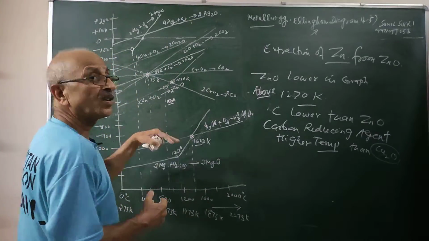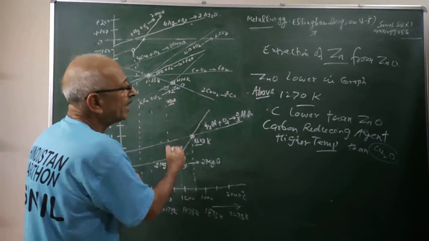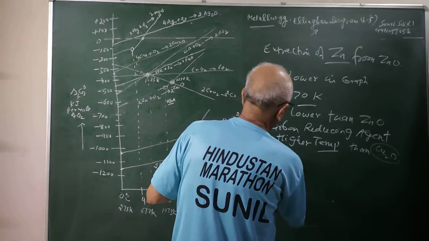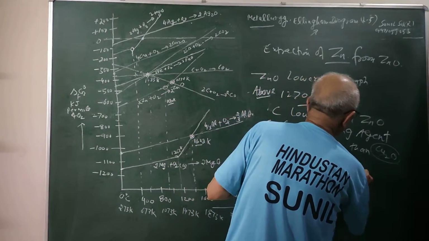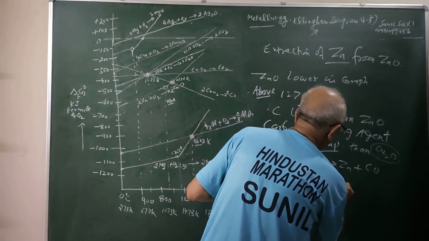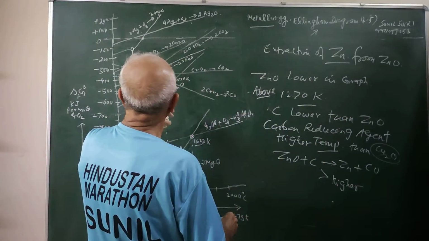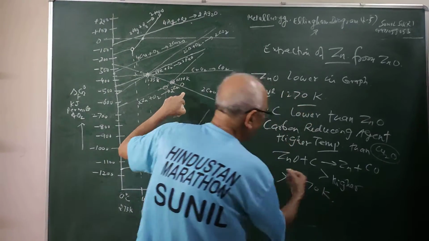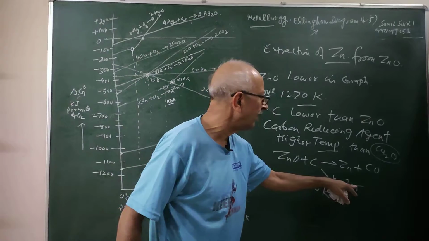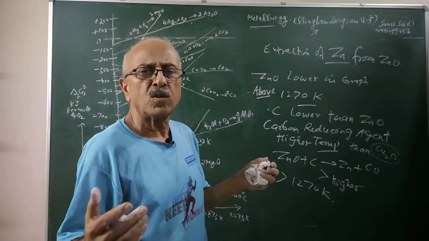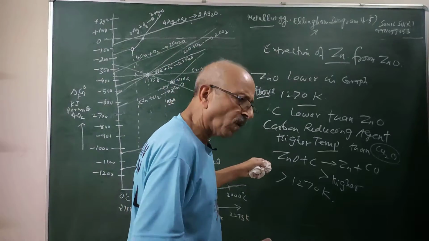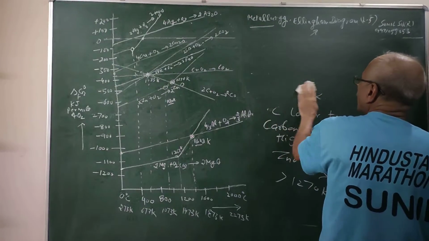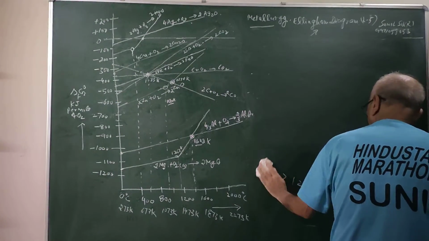Zinc is itself a reducing agent, you know that, because it is lying lower. Therefore, as we have told you, we can also reduce zinc oxide by using coke. So the result is Zn plus CO, but the temperature is higher. How much? As you can see, this temperature is more than 1270 Kelvin. So at higher temperature, zinc oxide can be reduced by carbon. Reduction by carbon is known as the smelting process. This is a very common process, but you can see, students, at different points different temperatures are required, and this information is provided by the Ellingham diagram.